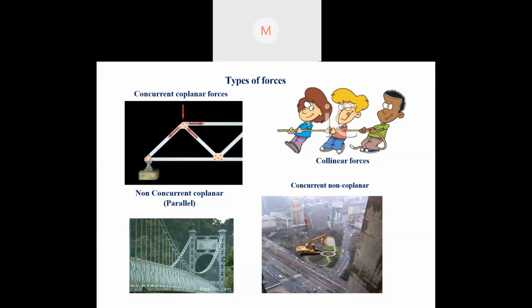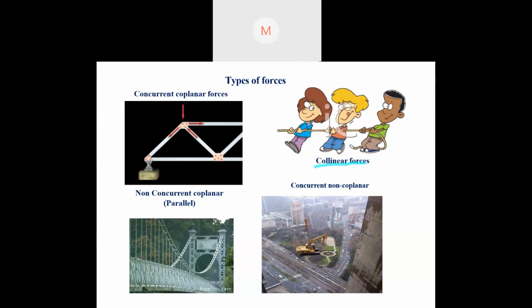Okay. So now let us try to understand using this diagram. Look, first of all, collinear forces. Look at this diagram. This is what collinear. Every one of you have seen this. That rope pulling game, I guess every one of you have played. Yes or no? Yes, sir.